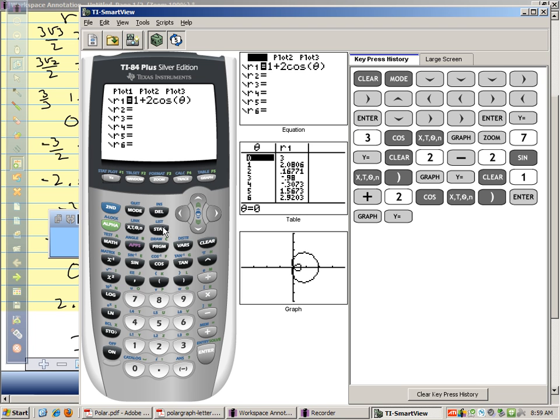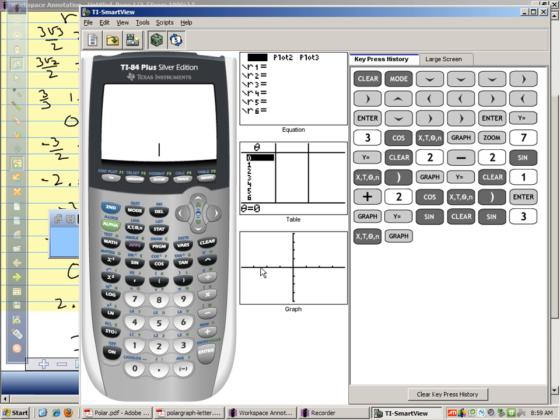Let's look at r equals sine of 3 theta. So sine 3 theta, and we'll graph that. This is called a rose curve. So we end up with a rose curve.